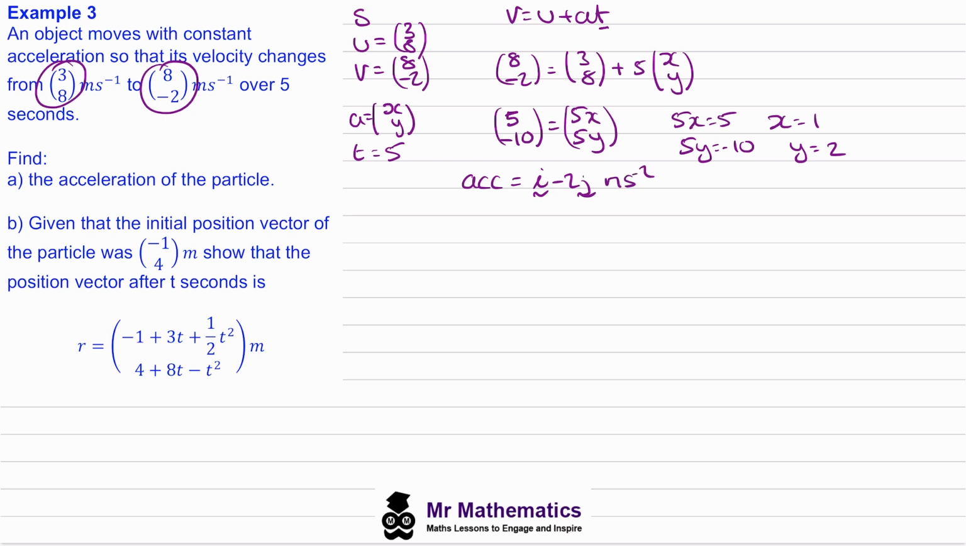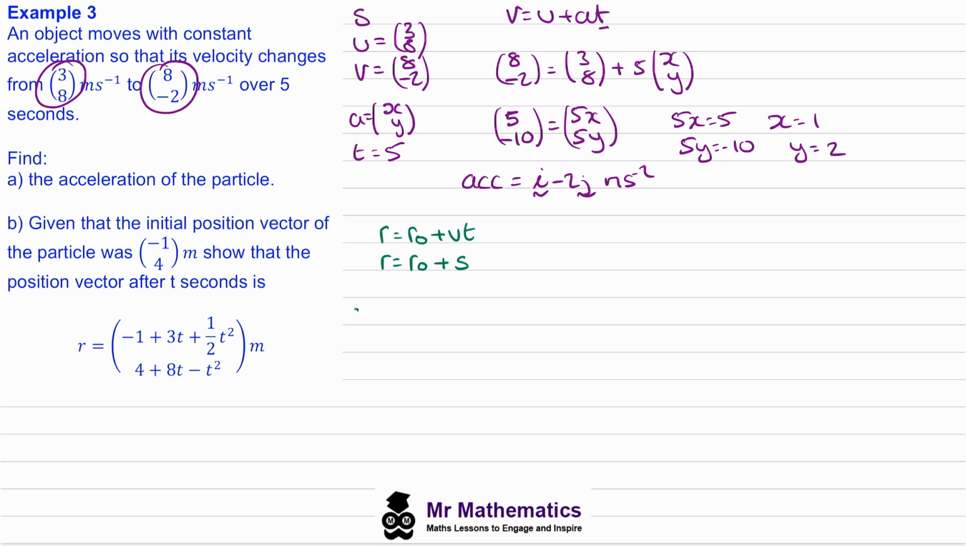And then for part B, given that the initial position vector of a particle is -i + 4j meters, show that the position vector after t seconds can be written like this. Because we're looking for t seconds, we can't use this as our final velocity, because this is after 5 seconds. If we know that the position will be the initial position plus vt, well, we don't have this final velocity, but we do know that the product of velocity and time is a measure of displacement. So we can write this as r will equal the initial position plus the change in displacement.